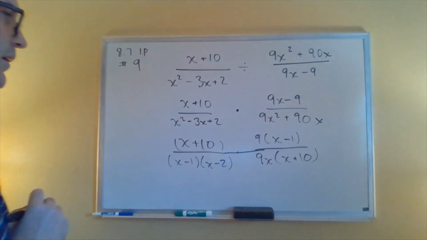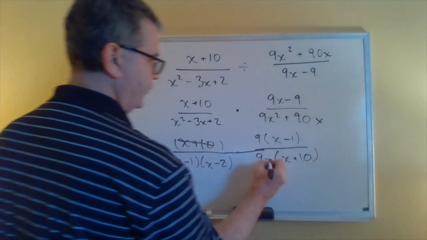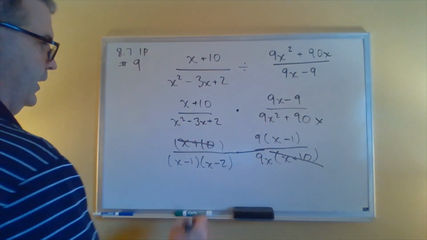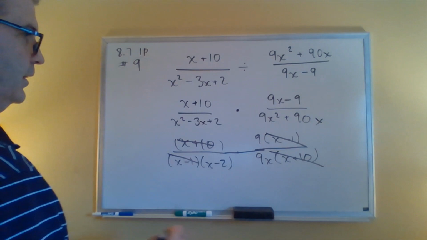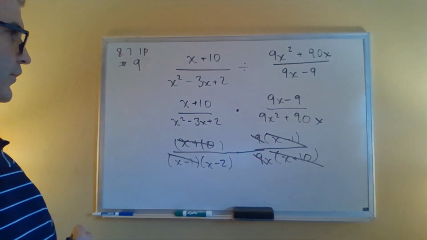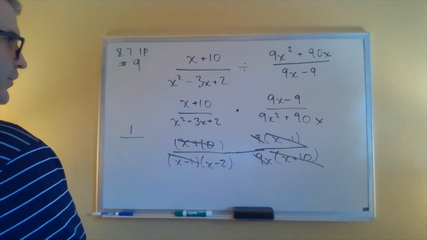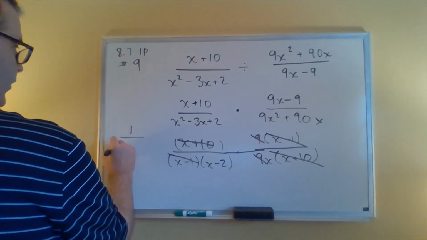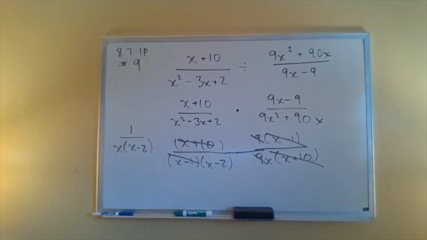So I can extend that division bar over and look for things to cross out. I can cross out x plus 10. I can cross out x minus 1. And I can cross out a 9. So what am I left with? Well, I'll be left with a 1 in the numerator because I crossed everything out. In the denominator, I will have x times x minus 2. So there's my answer for number 9, 1 over x times x minus 2.